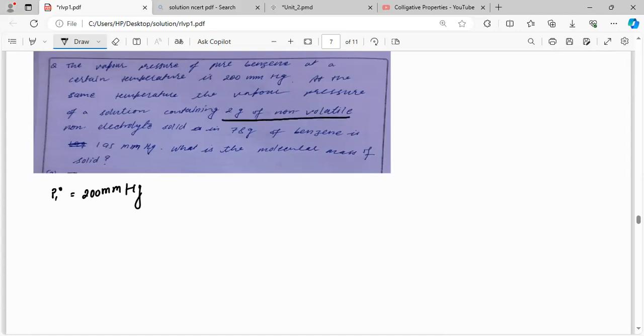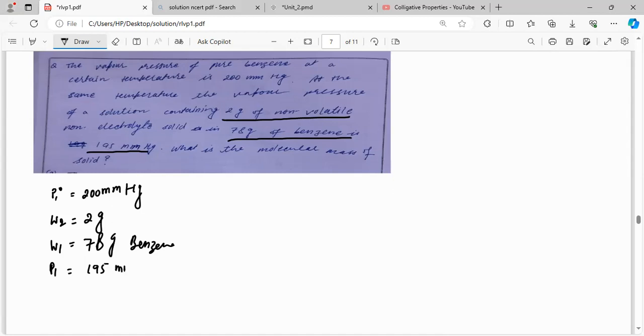containing 2 gram non-volatile, non-electrolyte solid in 78 gram benzene. So W2 is equal to 2 gram, and 78 gram is the benzene. The vapor pressure of the solution is 195 mmHg. So P1 is equal to 195 mmHg.